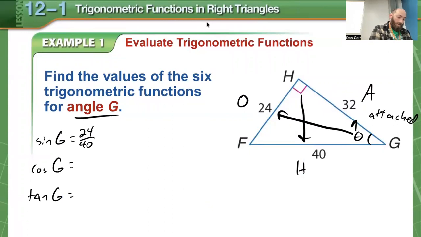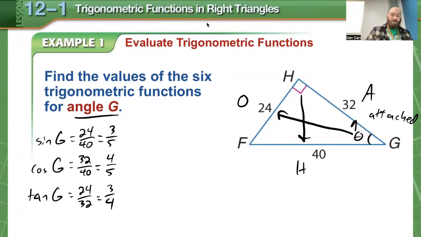Okay, if I reduce that down, I can divide all that by 8, so I get 3/5. Cosine of G is going to be the adjacent 32 divided by the hypotenuse of 40. And again, if I divide both the numerator and denominator by 8, I can get it down to 4/5. And the last one is the tangent of G. Now that's going to be opposite 24 divided by the adjacent 32. So divide both of those by 8, and I get 3/4.